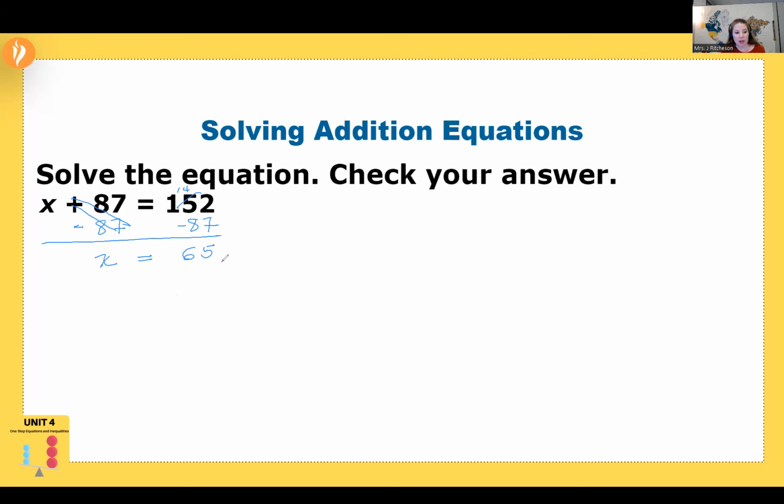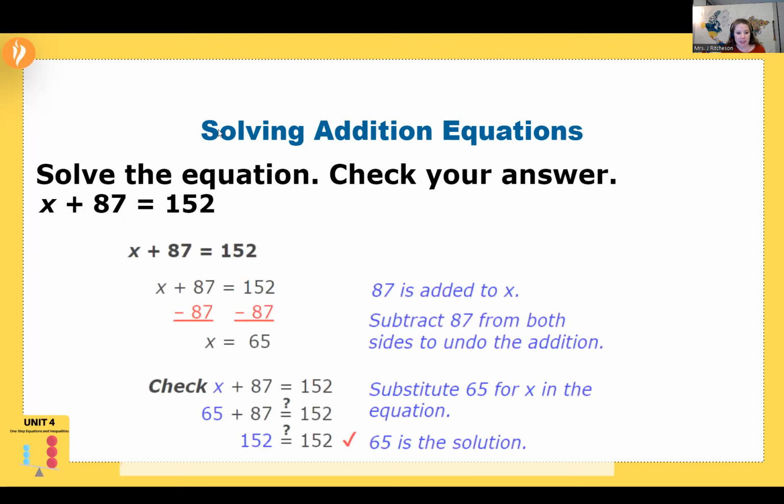And then the good thing about all equations, you can always check your answer. So if we plug back in 65 for x, we would find out that 65 plus 87 is in fact 152. All right, so we did each of those steps and they agree with us that since this is a true statement at the end, 65 is the correct solution.